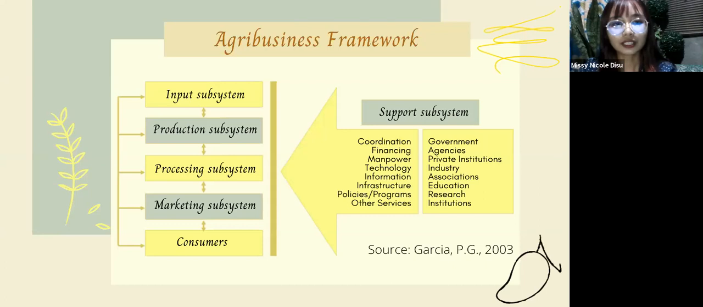The commodity system analysis follows the agribusiness as a system approach. Thus, it will be anchored to the agribusiness framework illustrated by Dr. Garcia. As you can see in the slide, agribusiness framework consists of subsystems that are interdependent and interrelated, where the output of one sector can be used as the input of the other sector, and supporting the agribusiness activities is also part of the system.